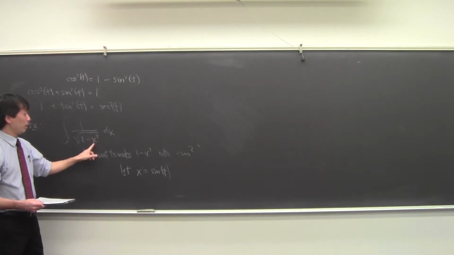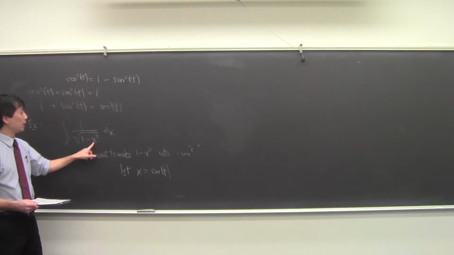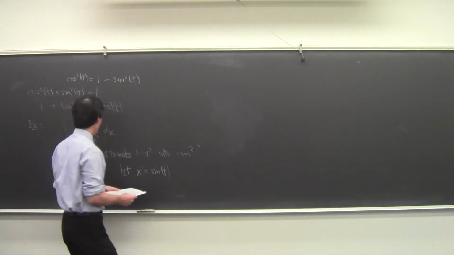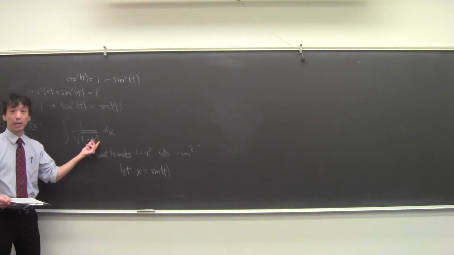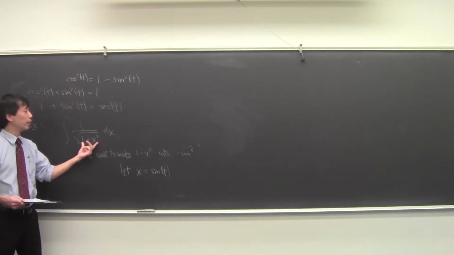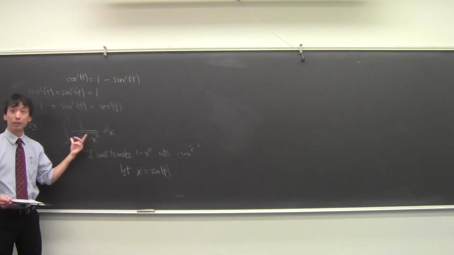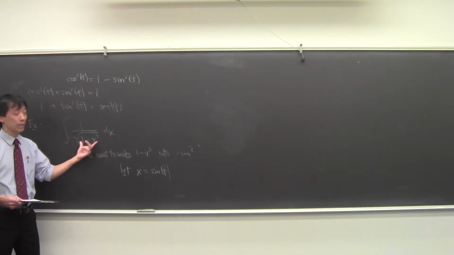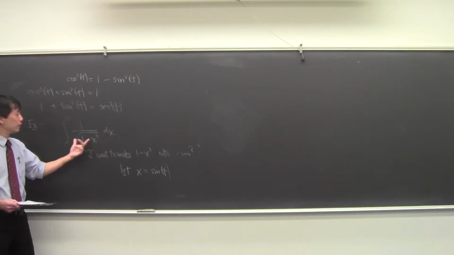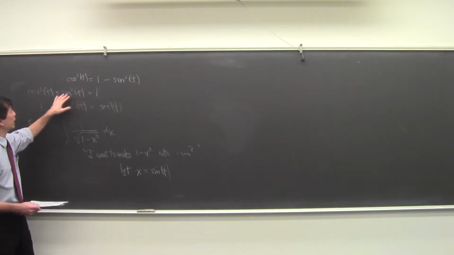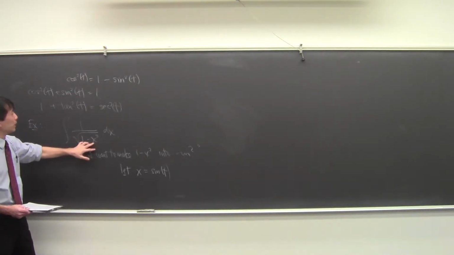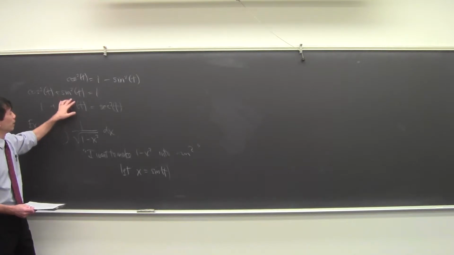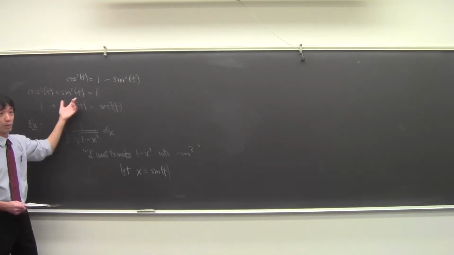So you say, okay, I'm going to let x be sine of t, because then I'll have 1 minus sine squared, which is cosine squared. I'll have the square root of cosine squared, right? So that's how you think. If you see something like this, you go back here and you say, well, okay, how am I going to get rid of this thing? How am I going to make this thing into a square? And then you go from there.